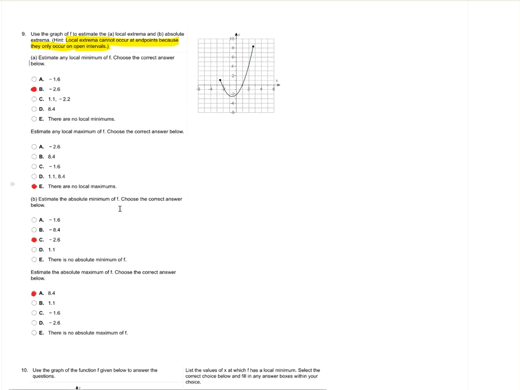Estimate the absolute min. That's going to be that same -2.6. And estimate the absolute max. That's up here. This can be an absolute. It just can't be a local. And it's between 8 and 9, so 8.4, we're going to go with that.